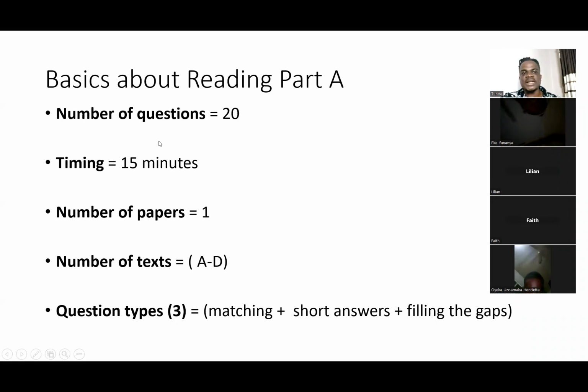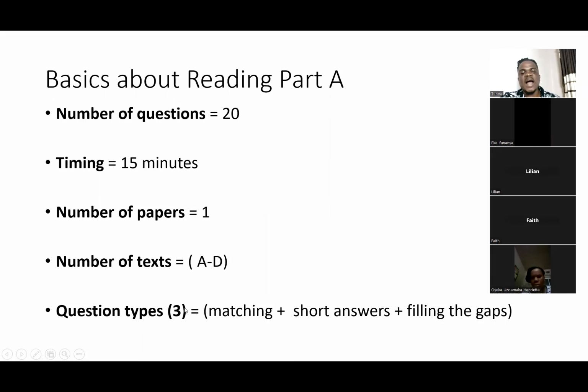Okay, so in summary, to understand reading part A, you have 20 questions to answer within 15 minutes, and this is one paper. You actually have 4 texts, text A, B, C, and D. Although these texts are tailored on one topic, it's not as if you have different topics. You are just discussing one topic. Let's say the topic is diabetes, you are talking about diabetes. If it's hypertension, you are talking about hypertension. They are not different texts per se. It's actually one topic, but it's grouped into 4 different texts.